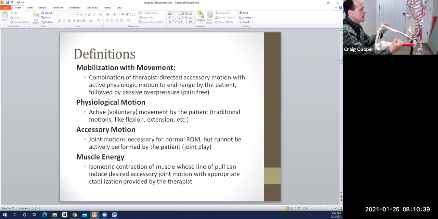Usually you'll do that, and then you'll follow it up by just the opposite. You'll put your arm in between the person's knees and now have them isometrically contract the adductors to pull together.